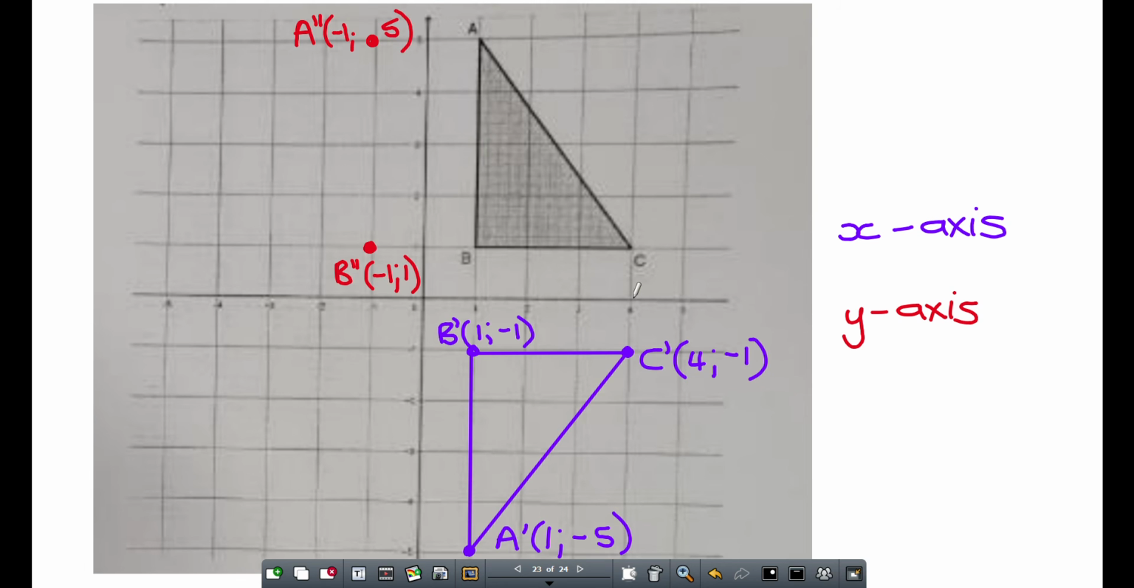Okay, and then C, the x value was 4. So that is now going to become minus 4. And the y value stays the same. Okay, so that is reflecting in the y-axis. You guys good with that?